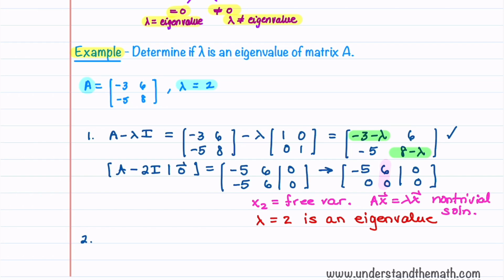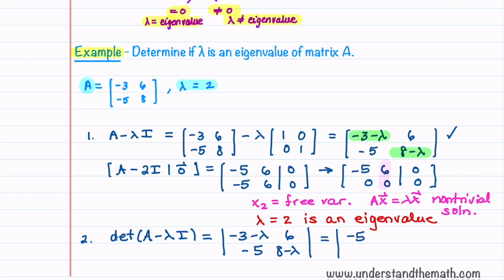Let's now look at the second way to do this problem. For this method, we need to compute the determinant of A minus lambda I. This is the determinant of minus 3 minus lambda, 6 minus 5, and then 8 minus lambda. We'll then plug in lambda equal to 2, and we get minus 5, 6, minus 5, 6. And that determinant is equal to 0. A value of 0 for the determinant tells us that a column of A minus lambda I is missing a pivot, and Ax equal to lambda x has a non-trivial solution, and then lambda equal to 2 is an eigenvalue.